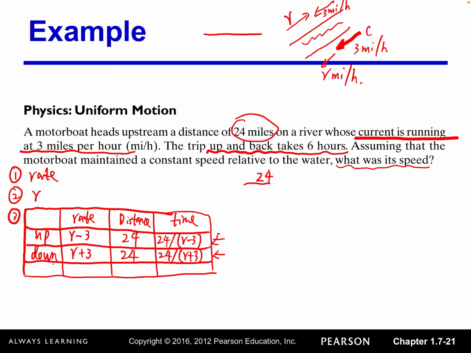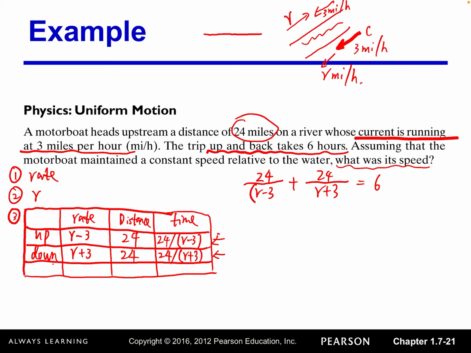So let me write it. 24 divided by r minus 3 plus 24 divided by r plus 3. These two times added together should equal 6, the total travel time. So how do we solve this equation?